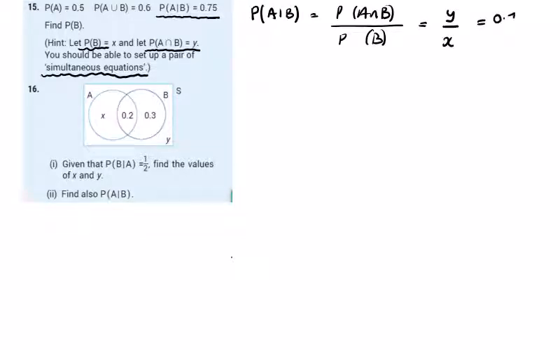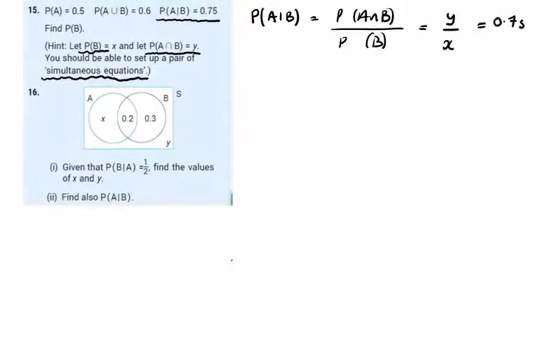And that's equal to... No, we don't have a value for that, do we? We have 0.75. So 0.75 times X is equal to Y, or 3X over 4 is equal to Y, whatever way you feel comfortable doing it. Okay, what else have we got?